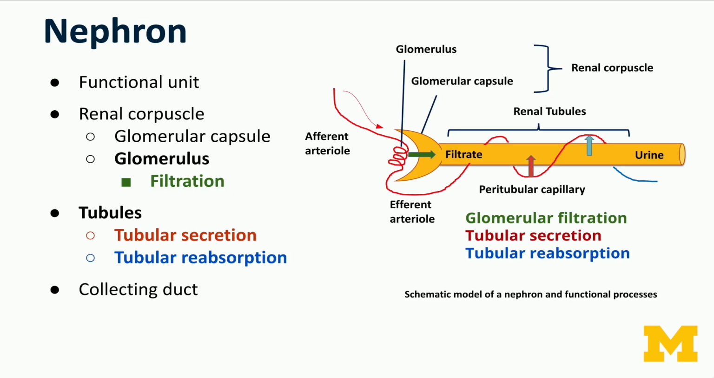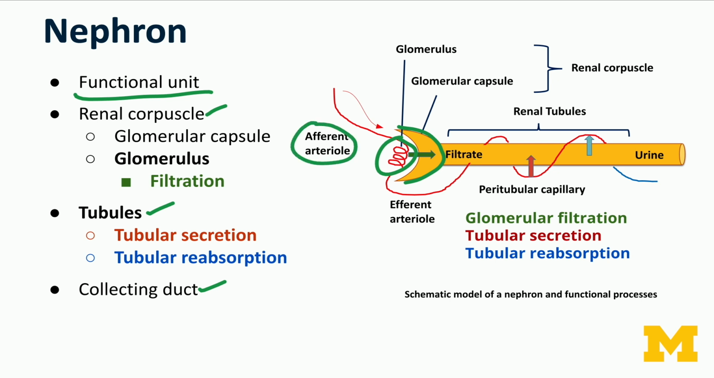Let's take a look at the nephron. The nephron is the functional unit of the kidney, and there are millions of nephrons in each kidney. Now, nephrons we can break down into three distinct parts. There's the renal corpuscle, the tubules, and then finally the collecting ducts into which the nephrons flow. So the renal corpuscle has two parts. There's a glomerular capsule, and then there's the glomerulus, which is a specialized capillary bed.